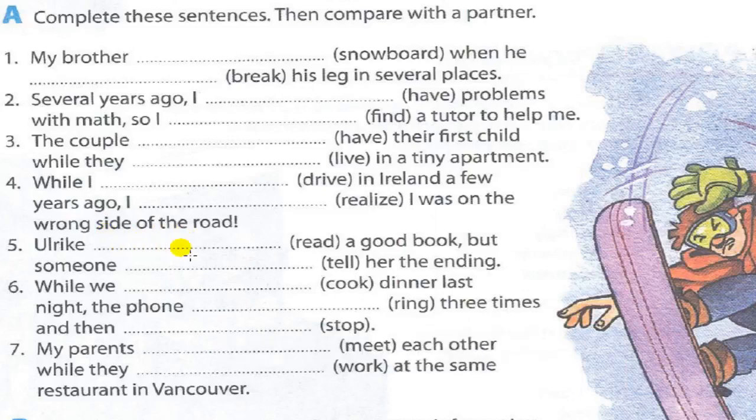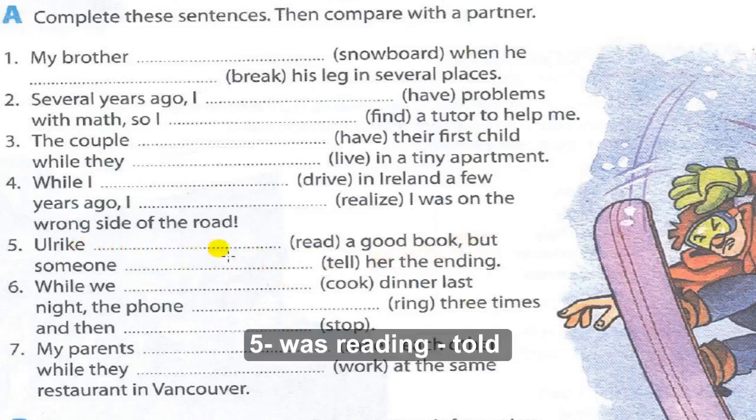5. Enrique was reading a good book, but something came and stopped the action. Someone told her the ending. So Enrique was reading a good book. Maybe she was reading a good book for 2 or 3 days. But then someone came and told her the ending. So was reading and then told, the verb in the past.